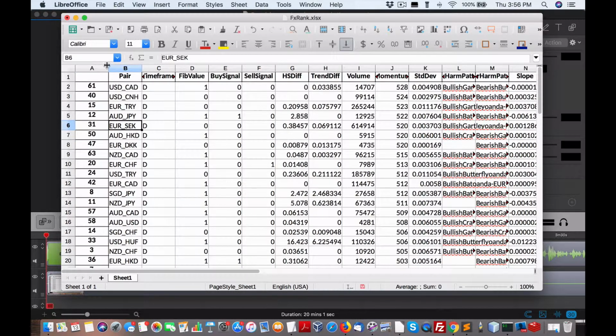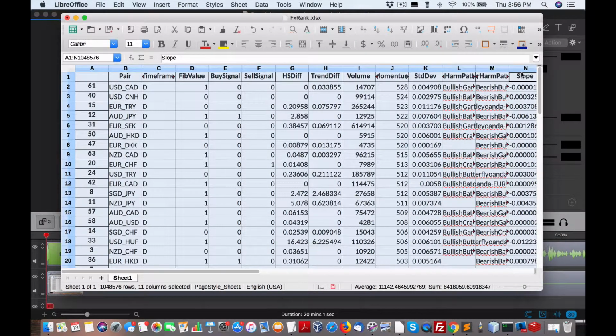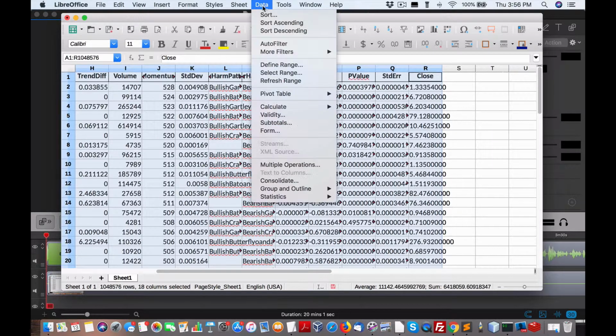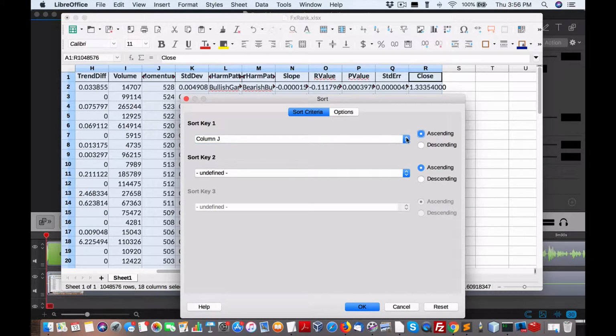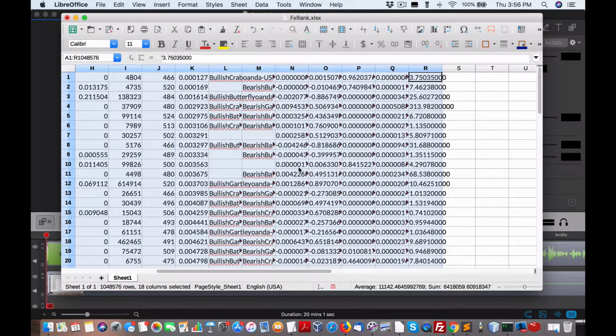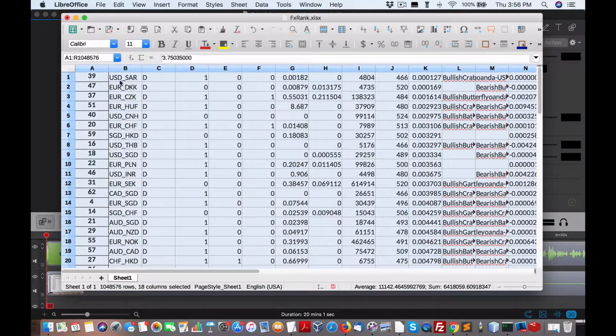Sometimes you may want to know who has the least volatility. You can do that by sorting on the least of the standard deviation, column K. So here we will do ascending column K, which is standard deviation. And here you go. Here's the least volatile. So least volatile, it looks like, is USD SAR, Euro Danish, Euro Czech, Euro Huff, and then the USD Chinese yuan. That's surprising, actually, for the volatility to be fairly low.